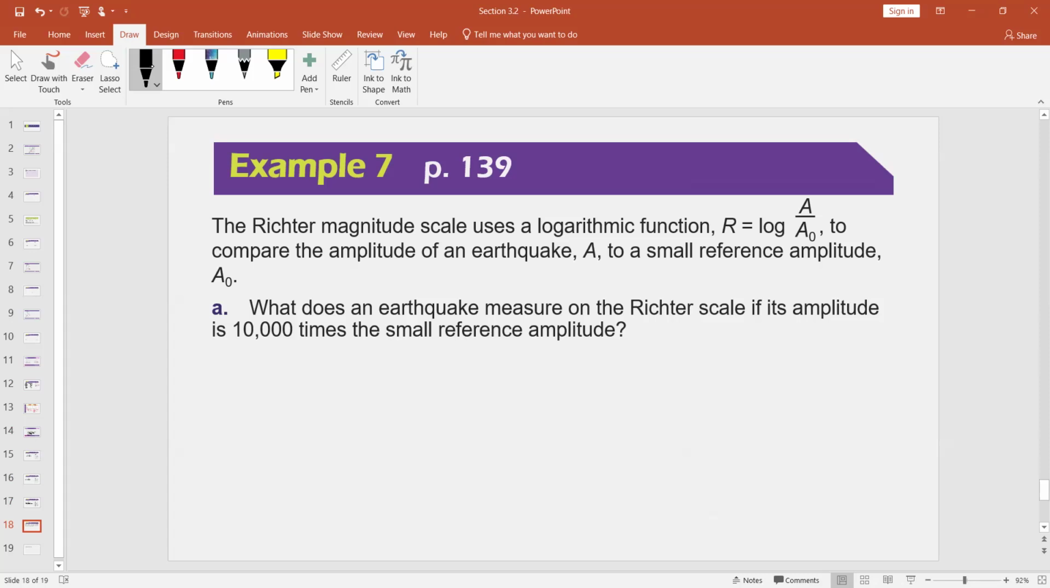Now notice in the function that we use, R equals log of the amplitude over the reference amplitude, we're using the common log here. See how there's no base? So this means that it's the common log, so it's an understood base of 10.